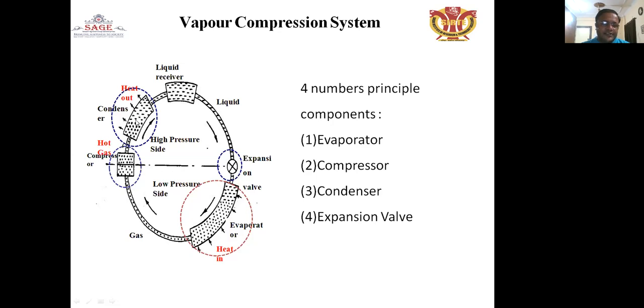This is the condenser side where the heat is rejected. There is the compressor, where compression of the refrigerant is taking place. The evaporator is where the heat is absorbed. The expansion valve is where the expansion is taking place.